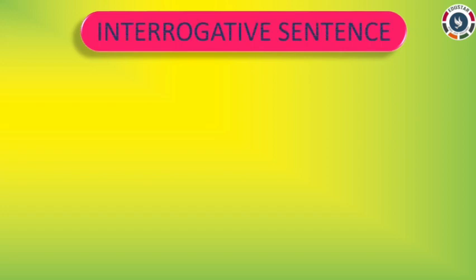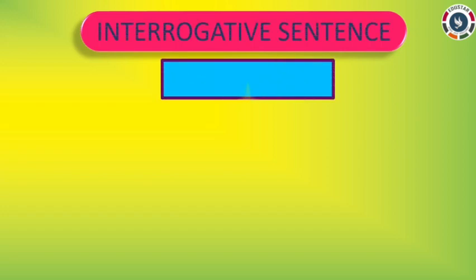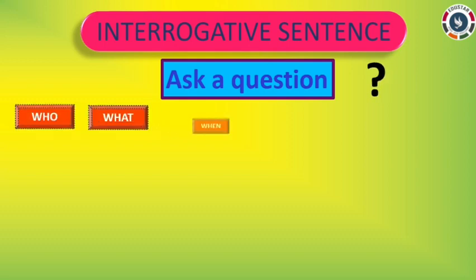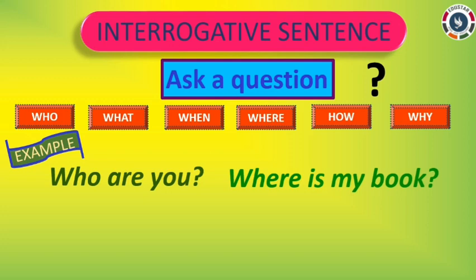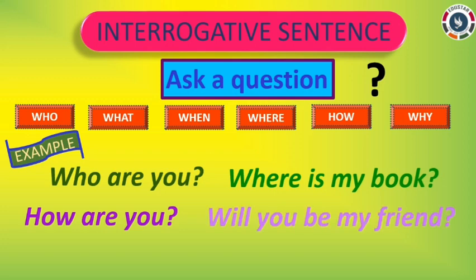Let us go to the next type of sentence, interrogative sentences. Interrogative sentences are used to ask a question and they end with a question mark. We use words like who, what, when, where, how, why to ask a question. For example, "Who are you?" "Where is my book?" "How are you?" Or sometimes we can also ask questions like, "Will you be my friend?"